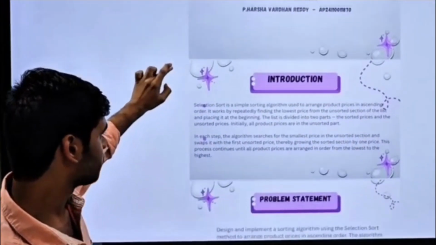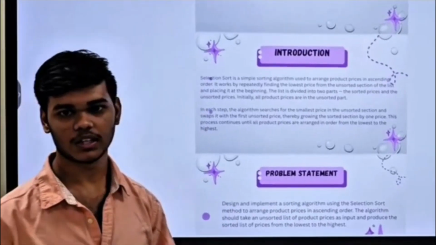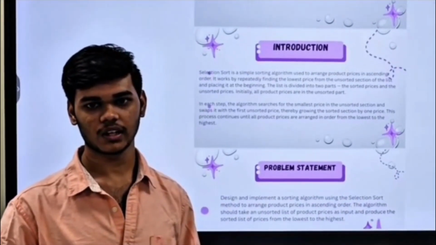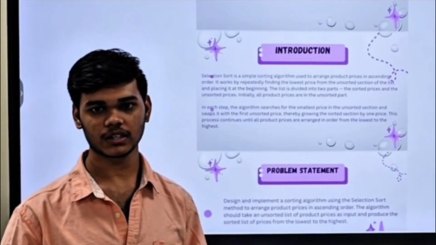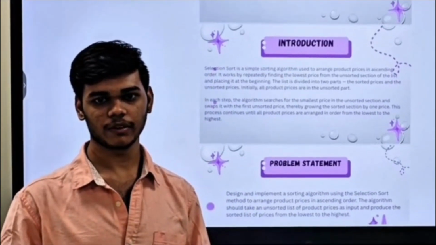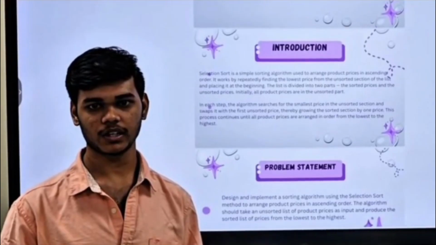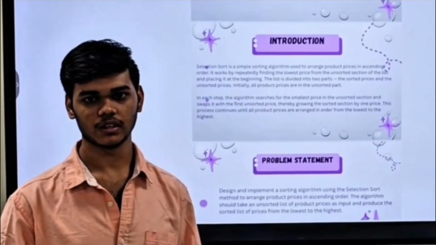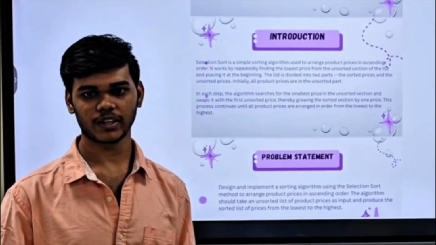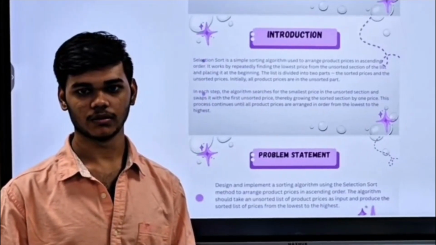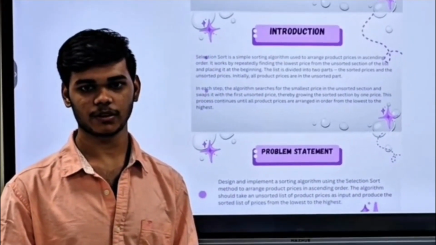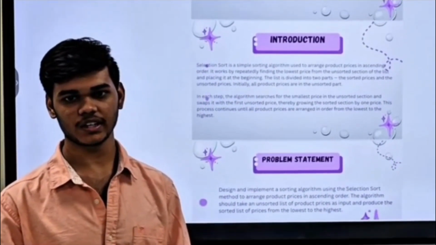Here I am explaining the introduction of the selection sort. Selection sort is one of the easiest sorting techniques and is the process of arranging the product prices in increasing order. From the given product price array, we can divide this array into two sub-arrays: one is the sorted product price array and the other is the unsorted product price array. From the given product prices, we find the minimum product price and swap it with the first product price. We do this process until the array is sorted.